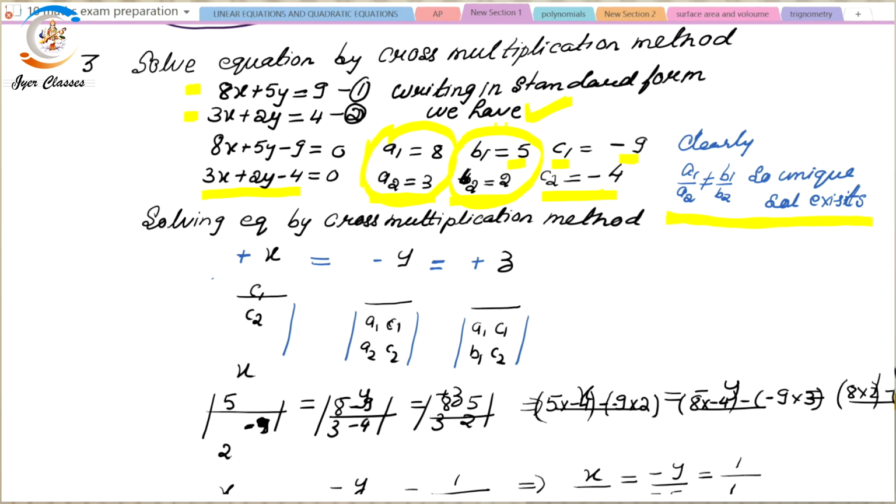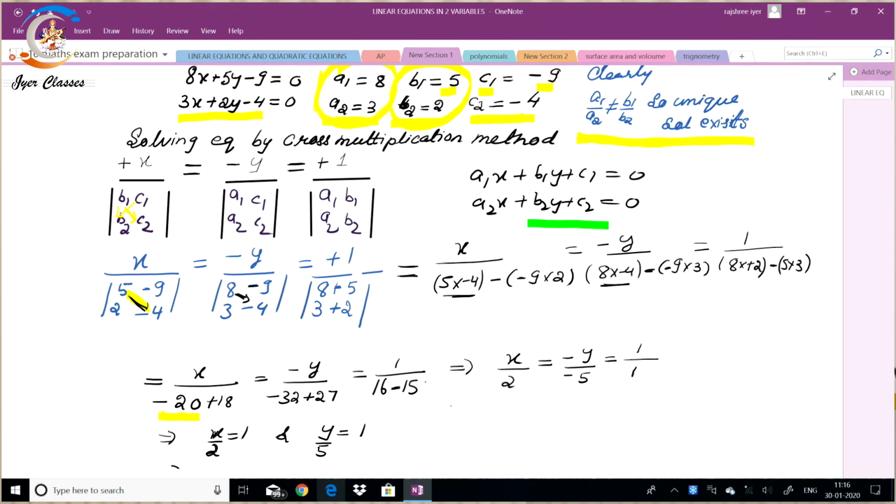तो सॉल्व करने के लिए क्या करना होगा, for the cross multiplication method x के लिए क्रॉस मल्टीप्लाई कीजिए 5 into -4 minus you have got minus 9 into 2 which is written here. Then minus y है, फिर आपने किन दोनों को मल्टीप्लाई करना है 8 into minus 4 माइनस साइन बीच में, फिर minus 9 into 3 inside the bracket. That is equal to 1.